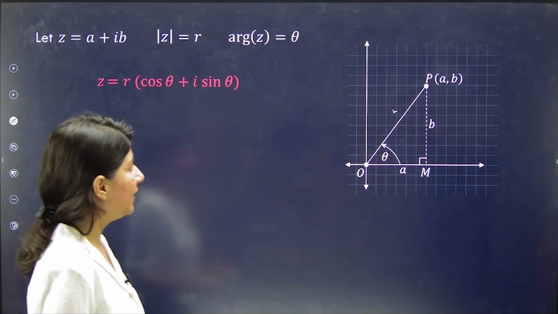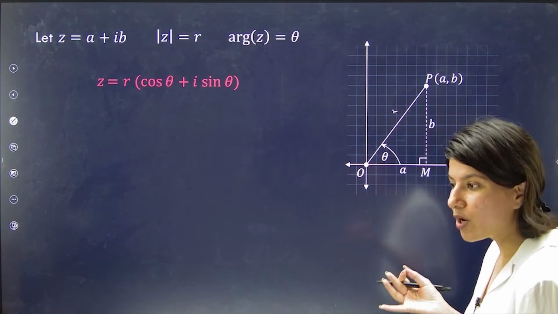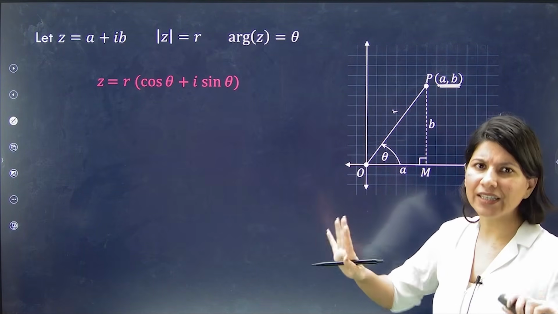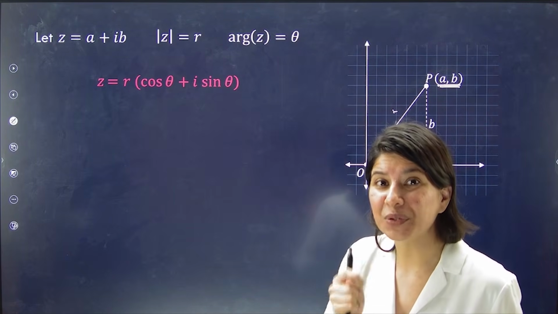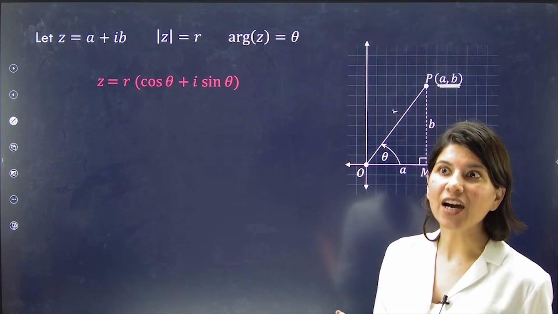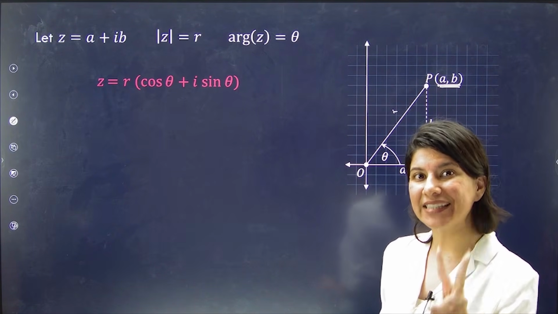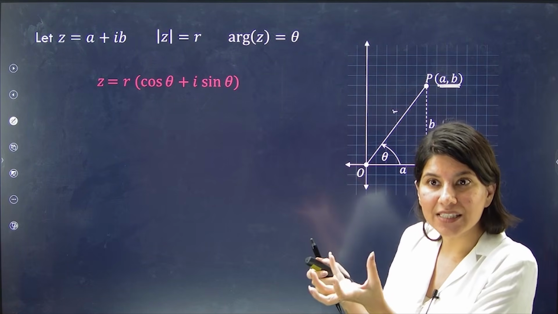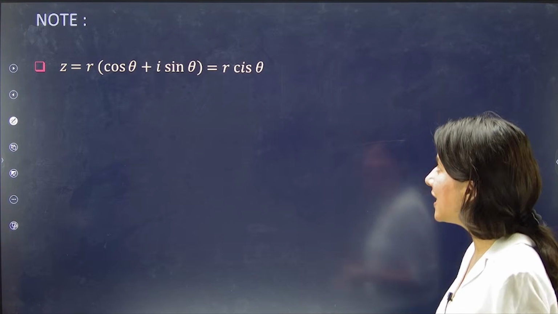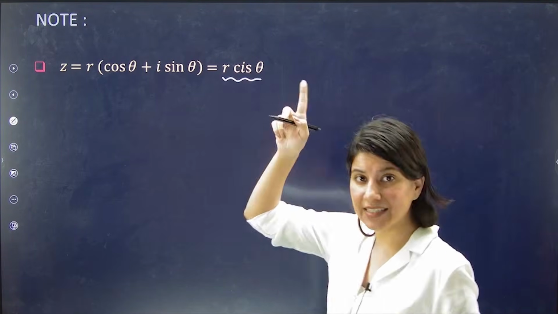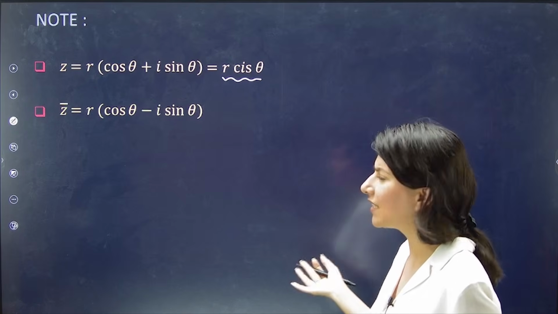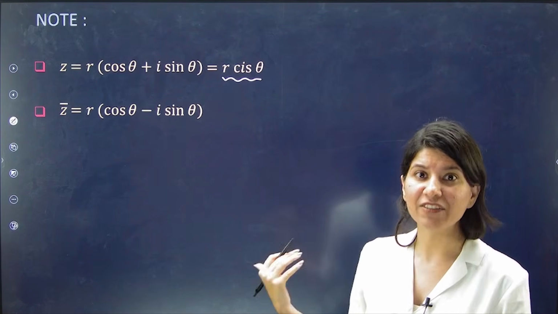I already told you, to know a complex number, either you know the exact point (a, b), then you don't need anything. But if you don't know (a, b), then you need r, that is the modulus, and theta, that is the argument. These two things are very important to know the exact complex number. So whenever I say r cis theta, that is r, the modulus, multiplied by cos theta plus iota sin theta. We will use this form very frequently.